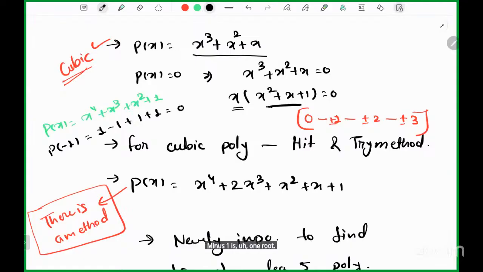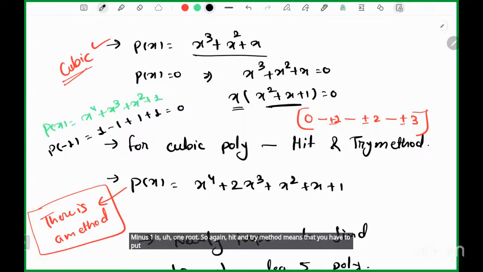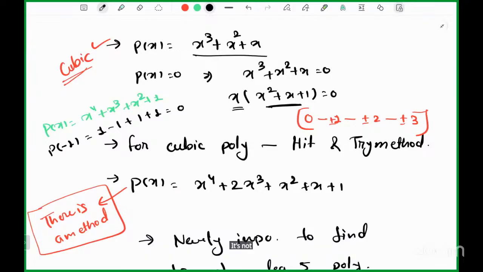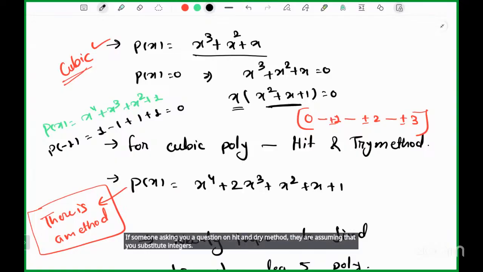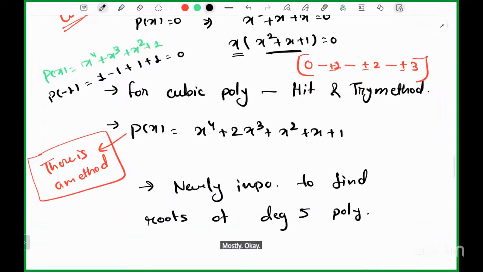So again, hit and try method means just you have to put random integers. So in hit and try method, always put integers. It's not like they want you to substitute 1 by 2, 1 by 4 type of thing. No. If someone asks you a question on hit and try method, they are assuming that you will substitute integers mostly. Okay. So that's the hit and try method.